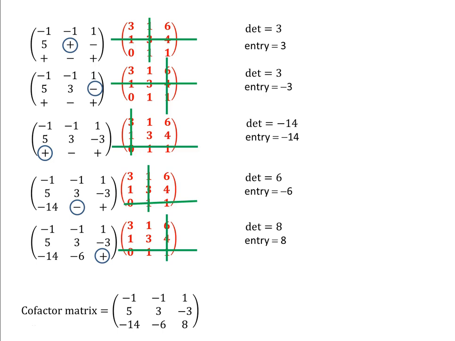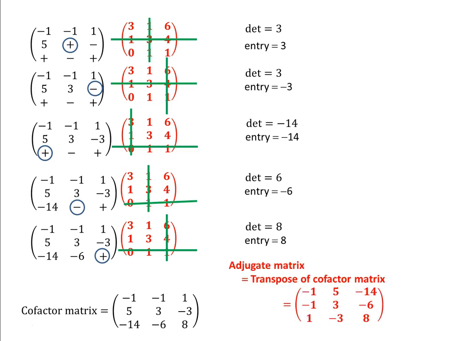Unfortunately, that is most of the work. The adjugate matrix is the transpose of the cofactor matrix. So the first row of the cofactor matrix becomes the first column of the adjugate matrix. The second row of the cofactor matrix becomes the second column of the adjugate matrix, and the third row of the cofactor matrix becomes the third column of the adjugate matrix.